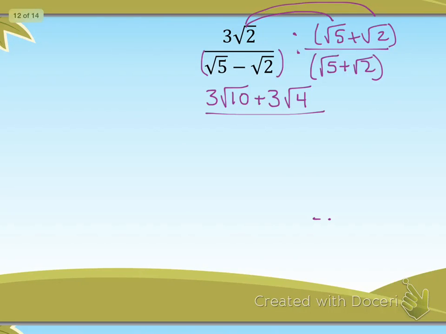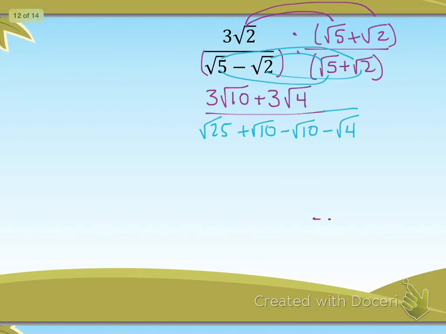The bottom now we're going to have to FOIL, so I'm going to change colors here. So my first, square root of 5 times the square root of 5, that's the square root of 25. I got outside, so square root of 5 times the square root of 2, so square root of 10. Inside, we have negative square root of 2 times the square root of 5, so negative square root of 10. And then my last is negative 2 times 2, so 4.